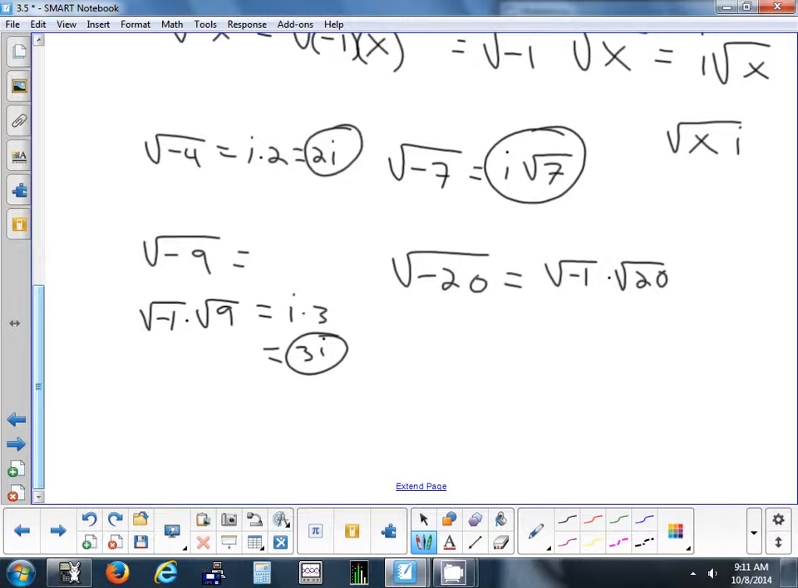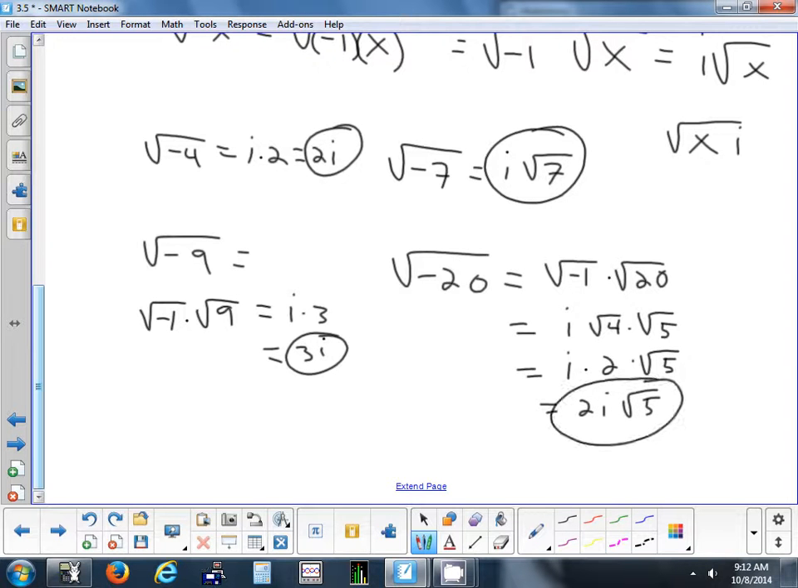Square root of negative 1 times square root of 20. Square root of negative 1 is i. Square root of 20 is 2 times square root of 5. Right. You got to split up that square root of 20 as square root 4 times square root 5. And then we get i times 2 times square root of 5. And then it was switched, perfect. Instead of i times 2, write it as 2i. Any question on those steps to do the square root of negative 20?